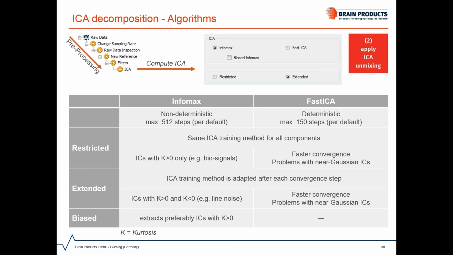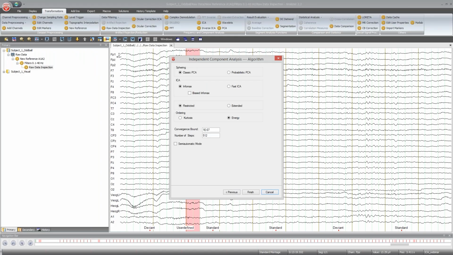Okay, and now we're going back to Analyzer again. And we will actually run ICA now. There is some more options down here. One of them is the ordering. This has no effect on the calculation of the ICA. This will just have an effect on in what sequence the components will be shown in the result. So which is the first, which is the second, and so on. So they can be ordered based on kurtosis or their energy value.